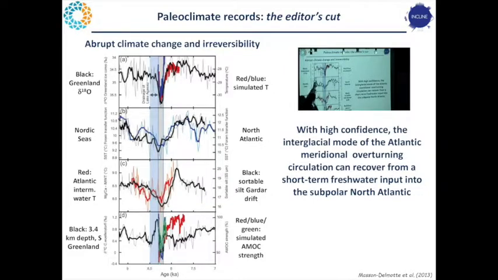You see, 10.8 going to 9.2 degrees Celsius. This is a lot. And for instance, delta 18O in Greenland, showing changes in temperature around Greenland. We can say with high confidence that the interglacial mode of the Atlantic meridional overturning circulation can recover, because it is recovering from a short-term freshwater input into the subpolar North Atlantic.